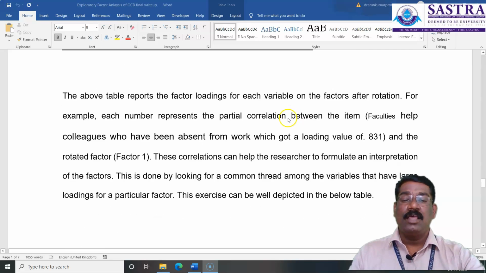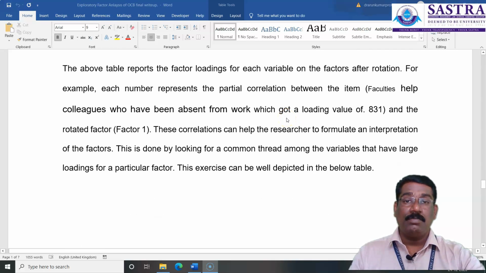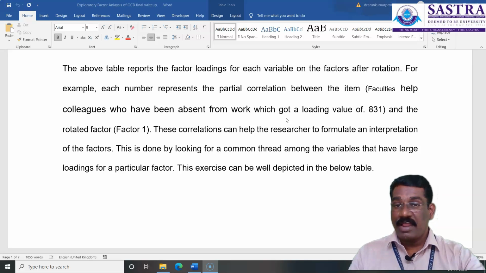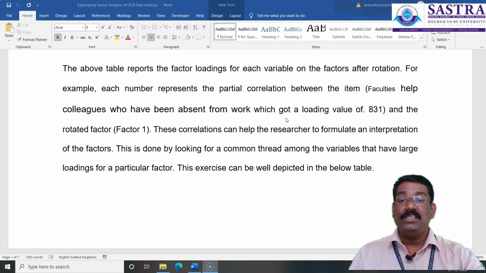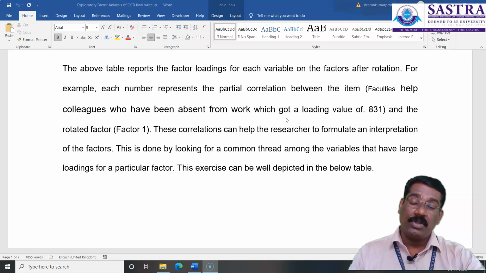That's the conclusion. And we are supposed to interpret the above table. So how do you write the interpretation for the above table? What you have to write here, let me read out. The above table reports the factor loading for each variable on the factors after rotation. For example, each number represents the partial correlation between the items, that is, I help colleagues who have been absent from work, which got a loading value of 0.831 on the rotated factor; it got loaded in factor 1.